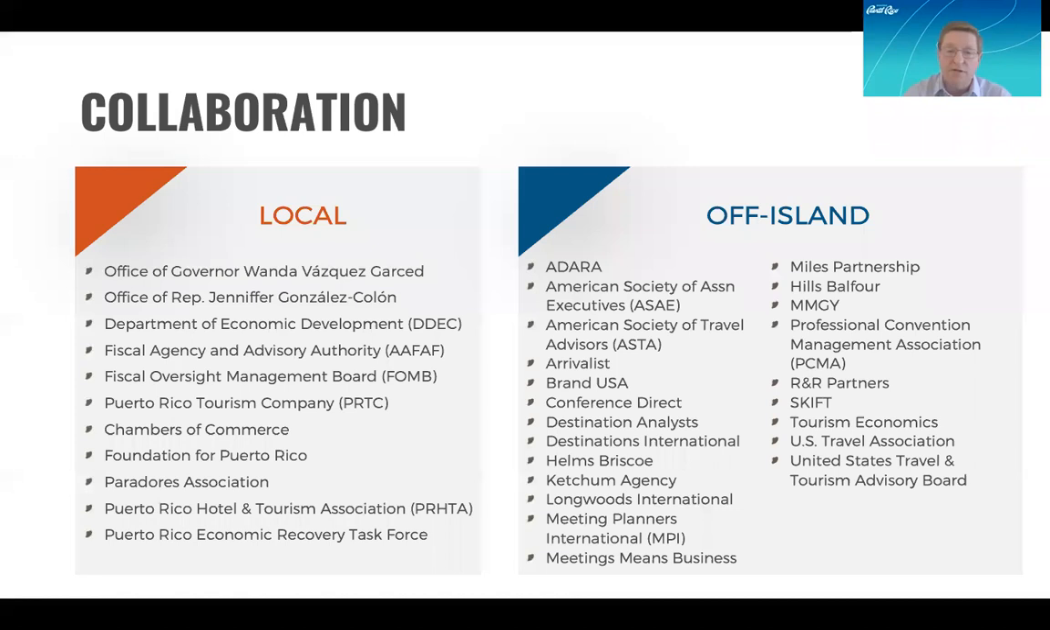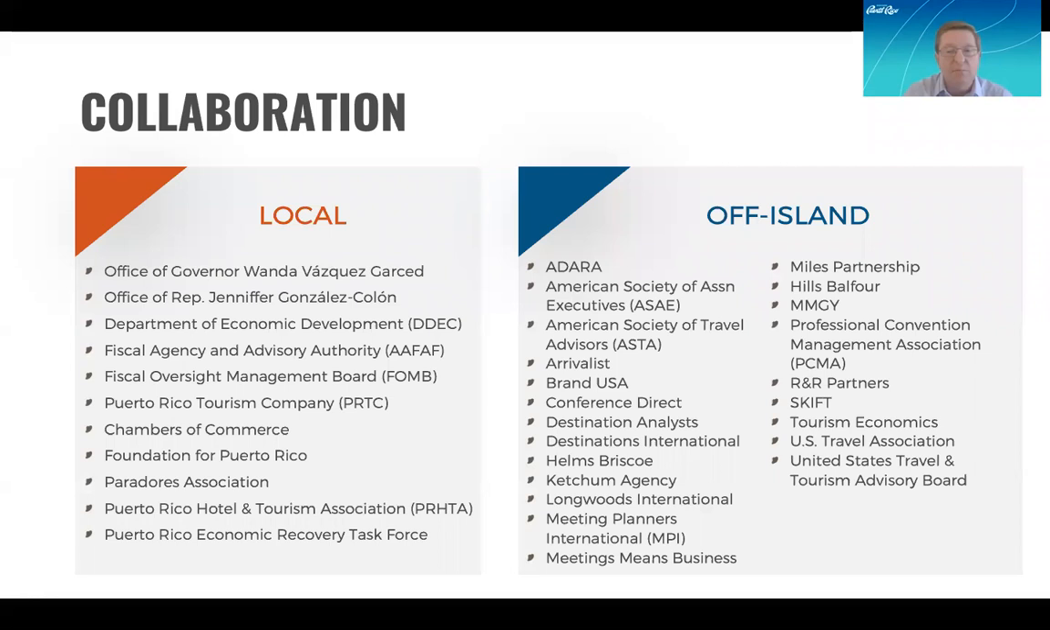We're working closely with important groups like the American Society of Travel Advisors, Meeting Planners International, the Professional Convention Managers Association, and Destinations International to make certain Puerto Rico is not left out of important events and activities. Economic recovery is an all-hands-on-deck team effort, and we are working to make sure Puerto Rico has a seat at the table and our industry is not forgotten.